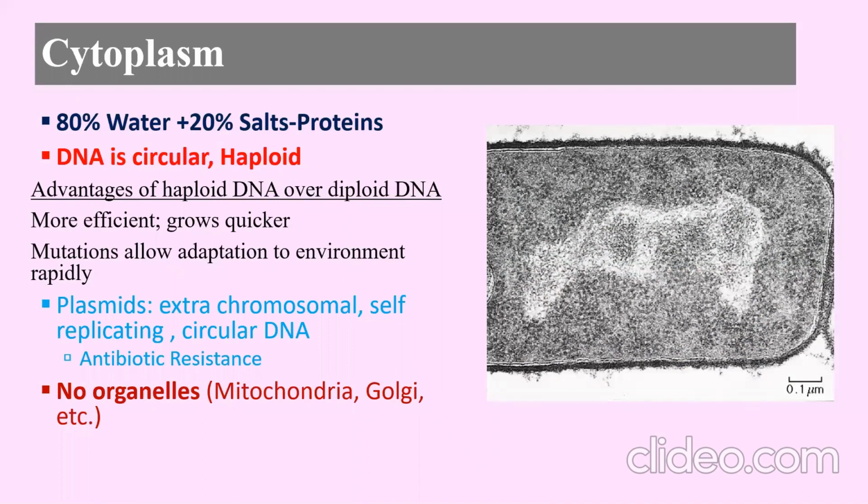Now we are coming to the cytoplasm. It's composed of 80% water and 20% salts and proteins. The DNA inside is circular and haploid. Advantages of haploid DNA over diploid: it's more efficient, it grows quicker. Mutations allow rapid adaptation to the environment. There are plasmids. Plasmids are extrachromosomal, self-replicating circular DNA, and they impart antibiotic resistance. But there are no organelles like mitochondria and Golgi.